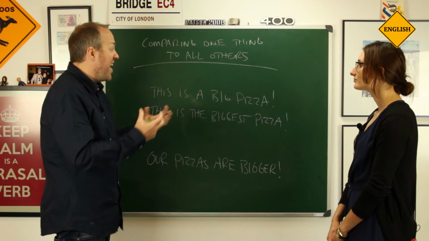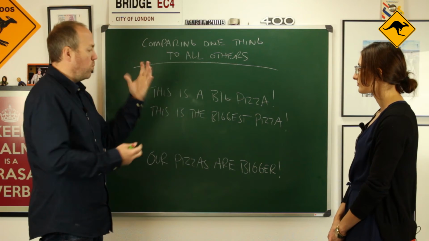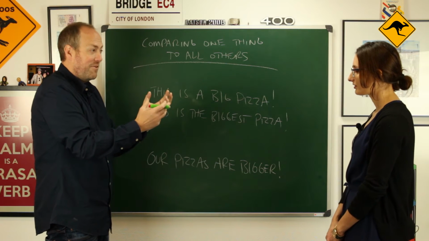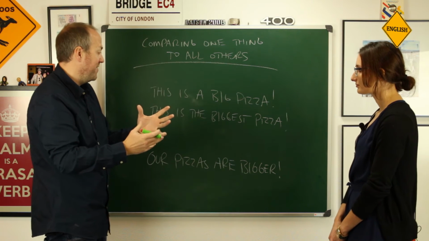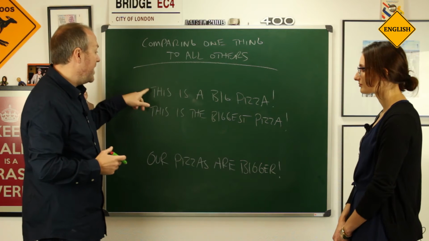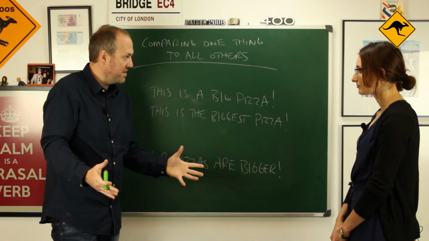The first type of comparative that I want to look at is when we compare one thing to all of the other things of that type, or all of the other things in that category. So in this case, we're talking about a pizza. Here we can use the positive adverb. We can say this is a big pizza.